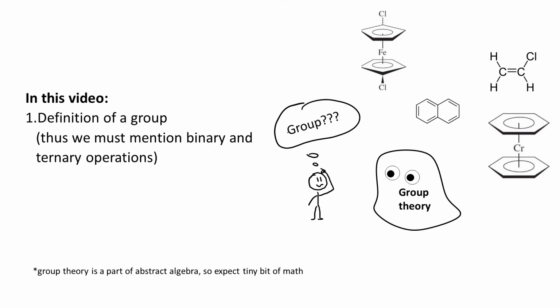In the first part, we will talk about the definition of a group. In the second, I will briefly mention subgroups. And in the last, I will mention the difference between point groups and space groups. So, let's start. The definition of a group is as follows.